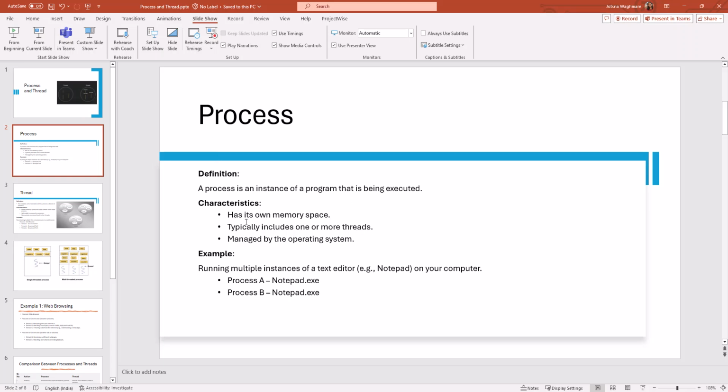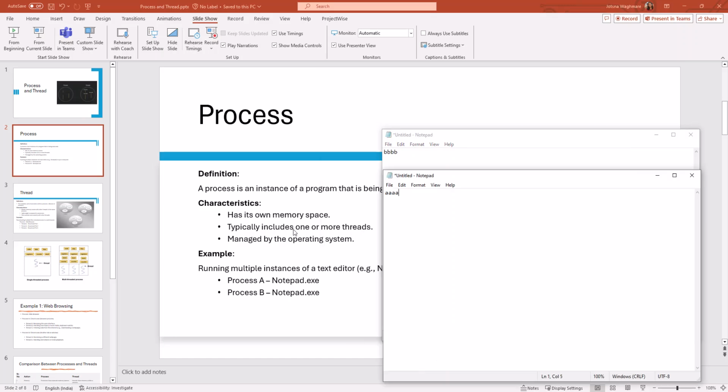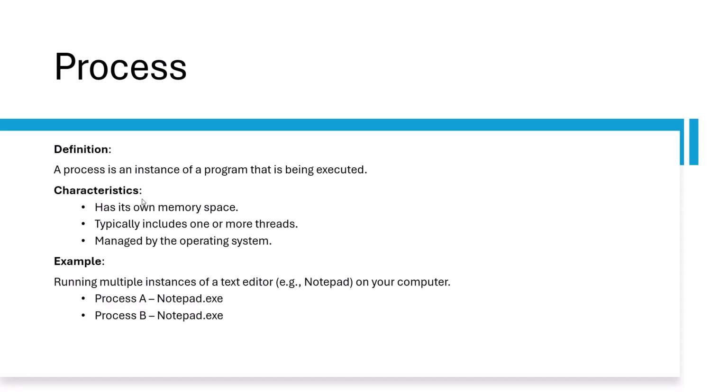So how does it work? What are the characteristics of a process? Every process will have its own memory, right? So they will always have their own memory space. Another is that they typically include one or more threads. What is a thread? We'll see that in our next slide. For now, just keep in mind that every process will have one or more threads. That means each process will have at least one thread, and that thread we call the main thread. So every process will have one main thread and many other threads which we can create for that process, right? And another is that these processes are managed by the operating system. The operating system will manage all these processes.